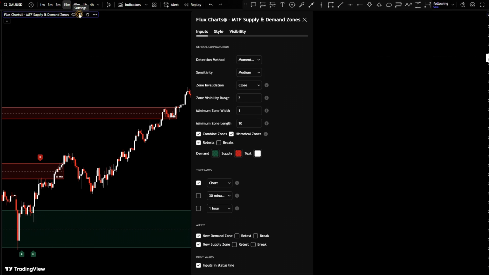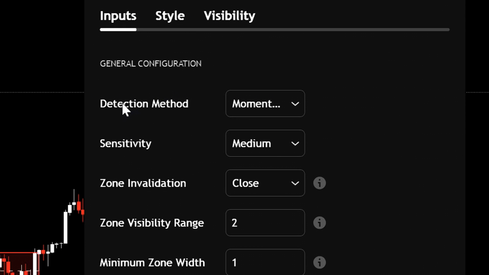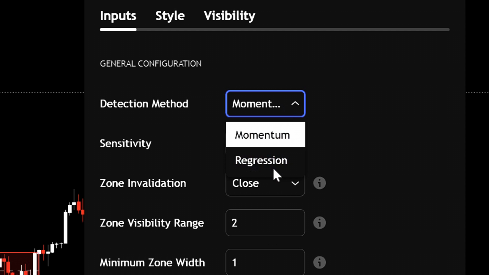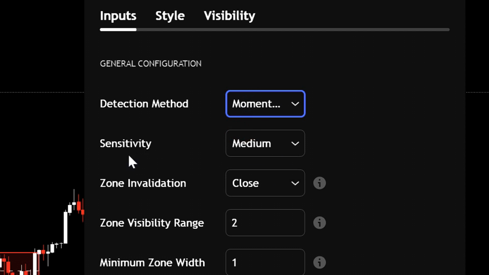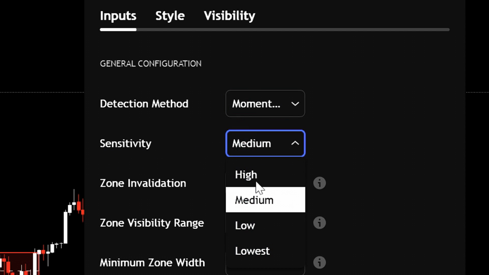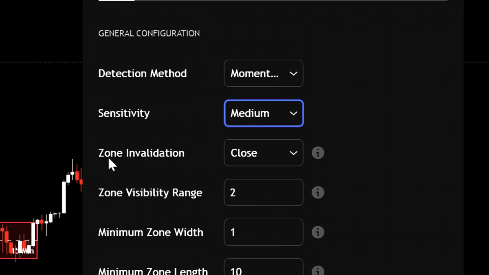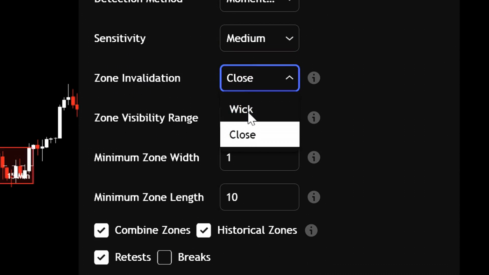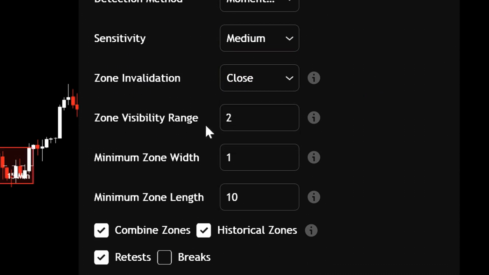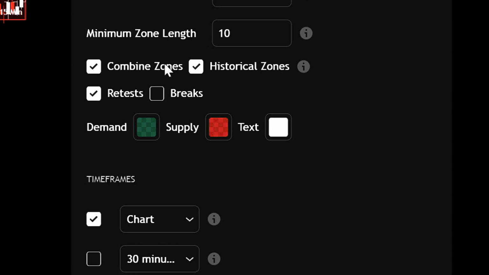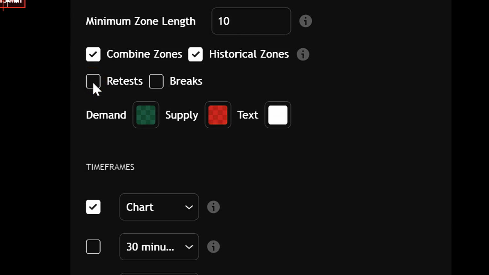Head over to the indicator settings. You want to set the detection method to momentum, sensitivity to medium, and zone validation to close. And this is crucial: disable the retest signal and enable the break option. This sets us up perfectly for those trend following breakout trades, giving us clear buy and sell signals.